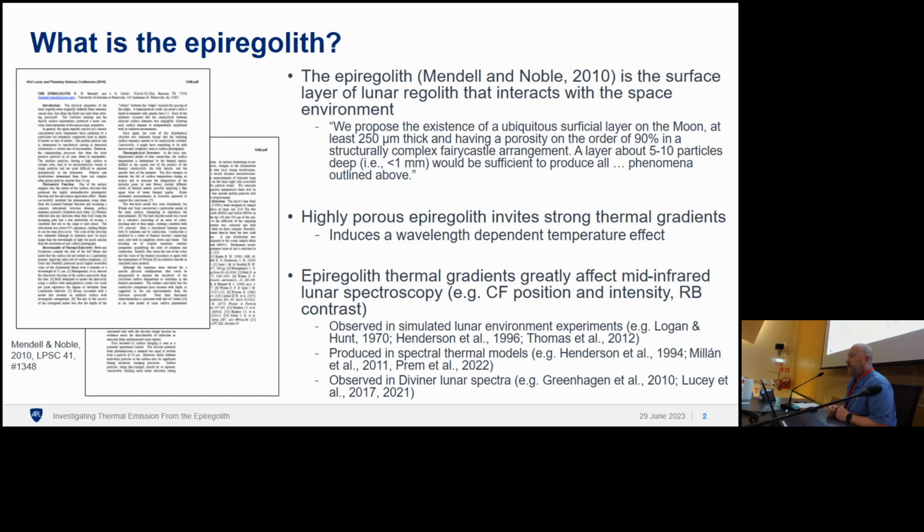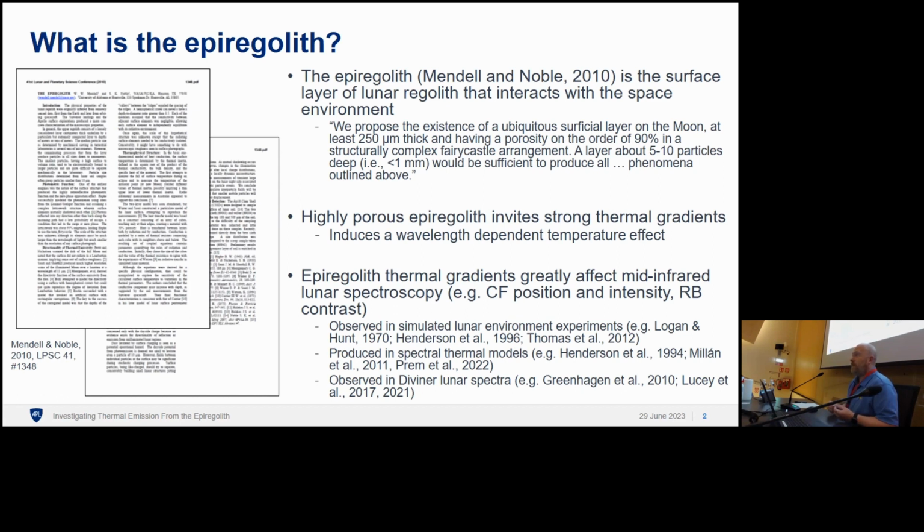It's just under 2 pages, and they go through 3 completely different lines of reasoning for why you need to have a special layer at the very surface. They look at optical photometry, directional emissivity, and the thermal physical structure. All of these lines, through different means, say that you have to have this at least 250 micron up to a millimeter thick layer that is extremely porous, perhaps with a fairy castle structure, in order to reproduce all these phenomena. Because you have this very porous structure in a vacuum, it invites strong thermal gradients.